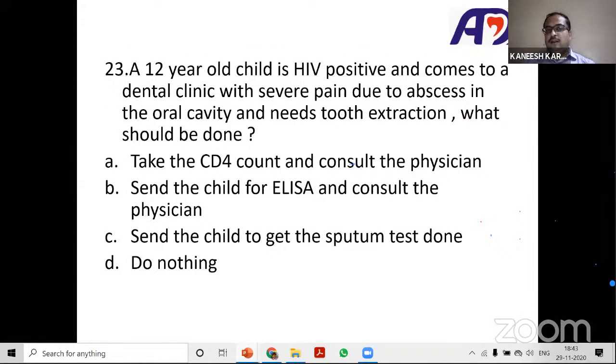A 12-year-old child is HIV positive and comes to a dental clinic with severe pain due to abscess in the oral cavity and needs tooth extraction. What should be done?